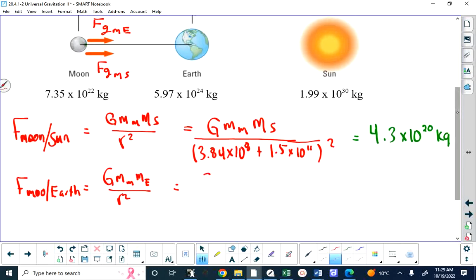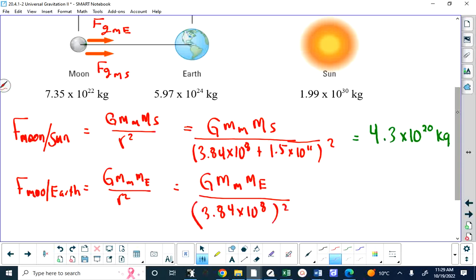So we're going to have G times the mass of the moon this time times the mass of the Earth. Well, times the mass of the moon, just like last time. And then this time times the mass of the Earth. Over, we're just going to have 3.84 times 10 to the 8. And that's the number we square. And again, you're entering it with the exponential notation.